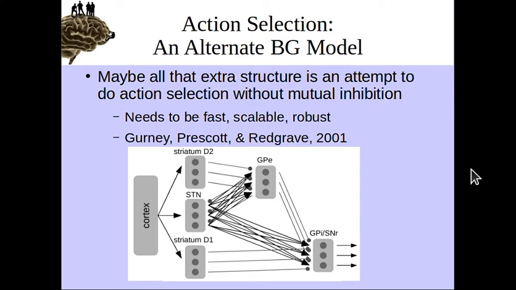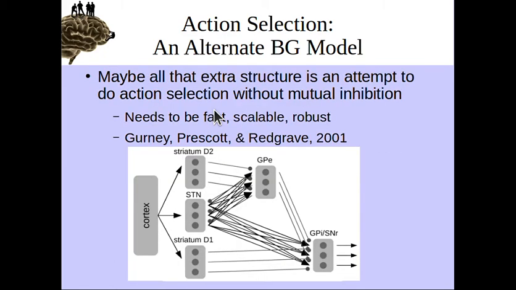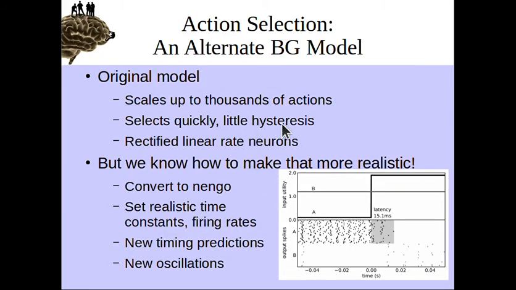We came along. This is actually some of the early work that I did when I joined Chris Eliasmith's lab. We said, all right, they've already built this model that scales up to thousands of actions. It selects things really quickly. There's very little hysteresis in it, but they built it out of rectified linear rate neurons. And that's not what's in the brain. But I just showed you a method for taking any rate neuron model, any simple neuron model like this, and converting it into spiking neurons.